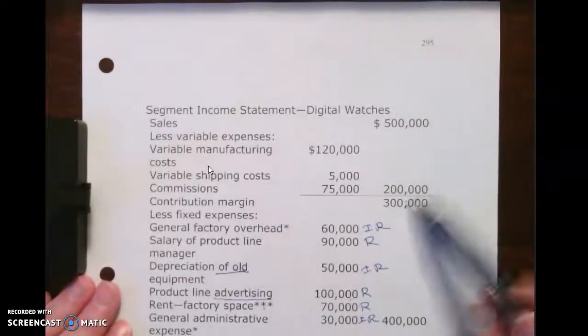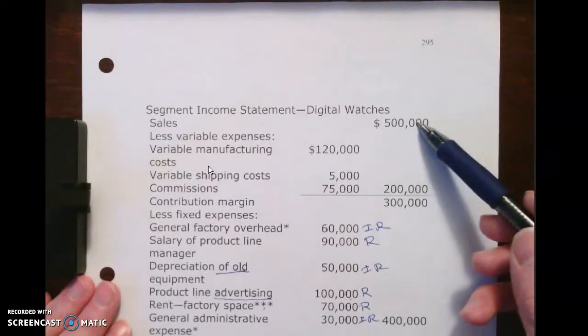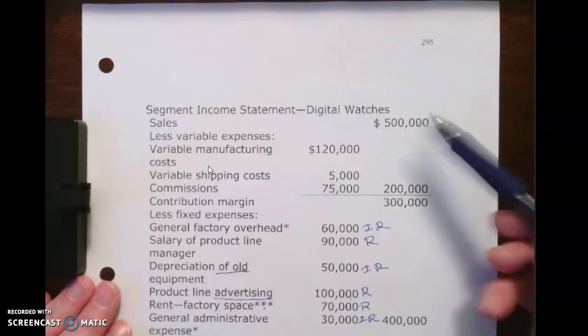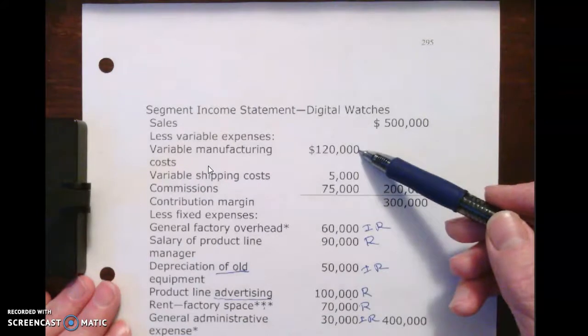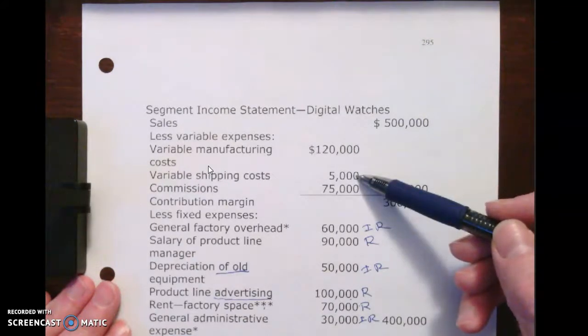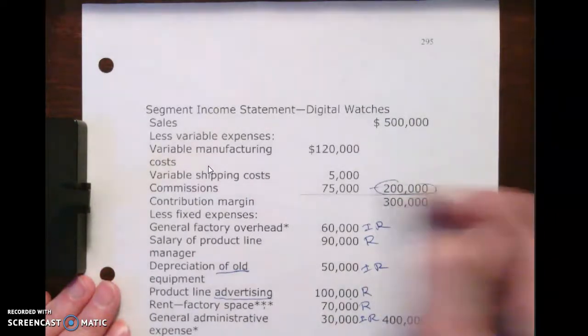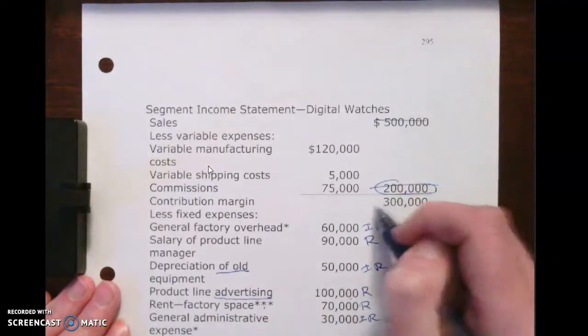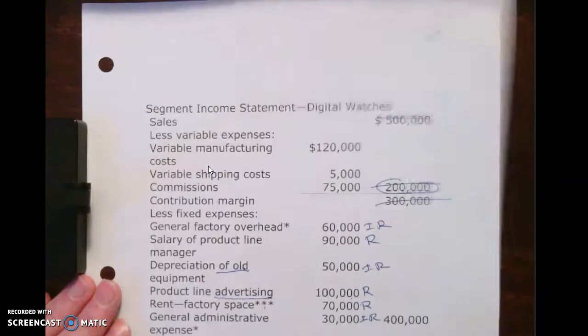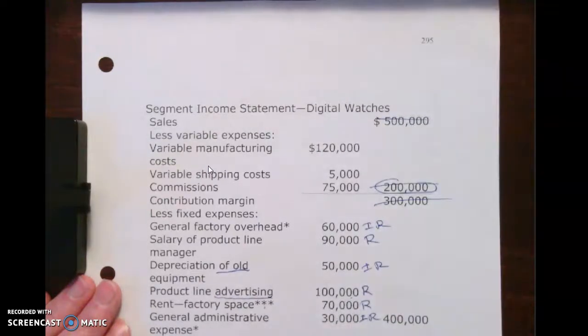So let me explain that a little bit more. We look over here, we can see that if we drop this line, we're not going to have any more sales. We're not going to have any more variable manufacturing costs. We don't have any more shipping because we have nothing to ship. We have no more commissions. So these go away, and then this goes away. So that's $300,000 of contribution margin, which is sales minus variable costs, that I lose.